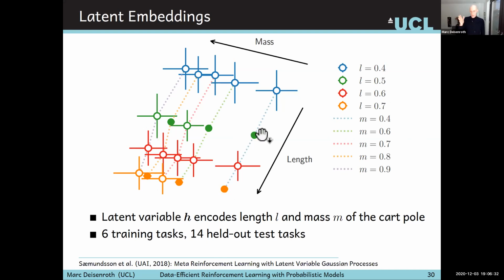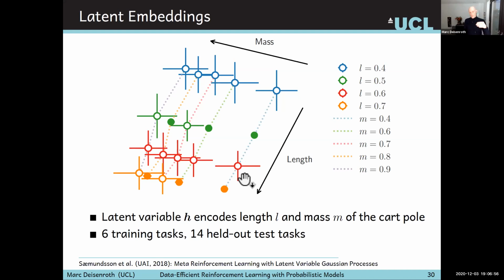Now we give it one more trajectory from a different configuration. For example, this one here would be length 60 centimeters and mass 400 grams. So that is something that we have not observed before. And we do this for some other tasks as well.